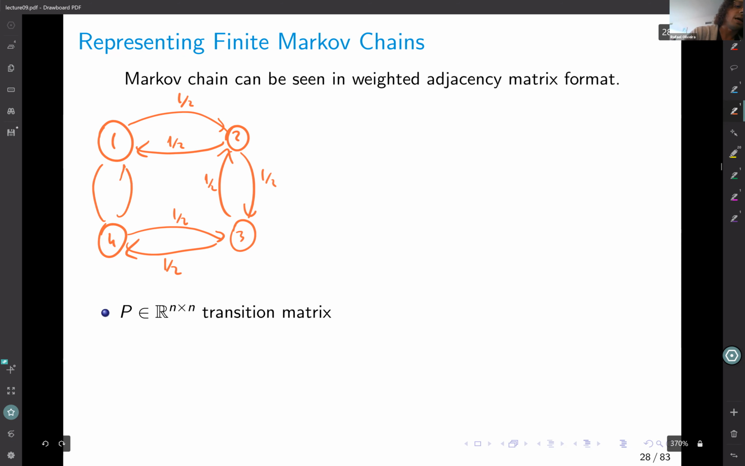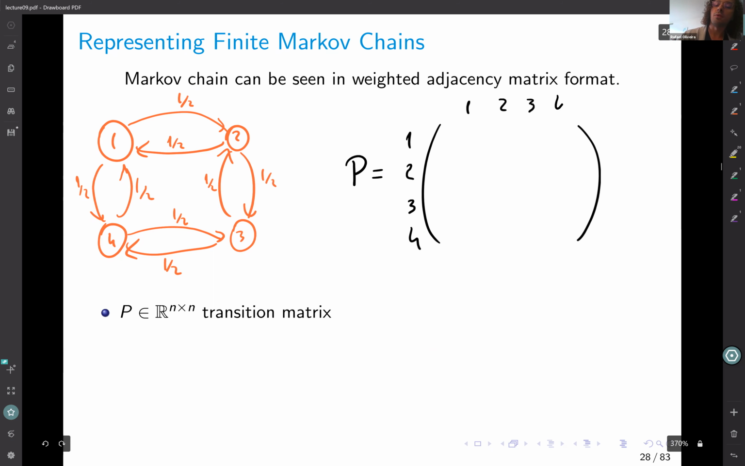This is the Markov chain, right? So we can represent this Markov chain with a weighted adjacency matrix. How would it be? Let's say that P here is the matrix, a 4x4 matrix, with rows 1, 2, 3, 4 and columns 1, 2, 3, 4. And now in the entry ij, I'm going to put the probability of going from i to j.